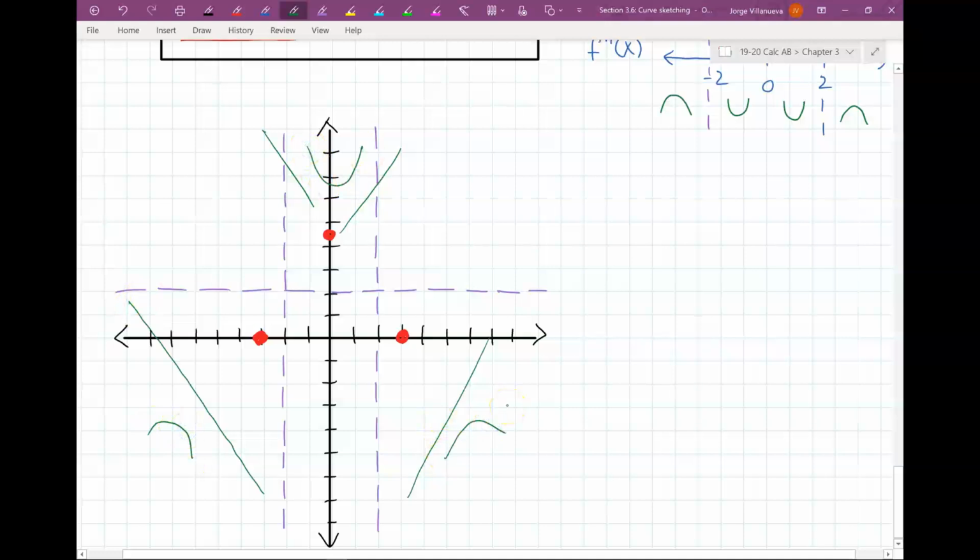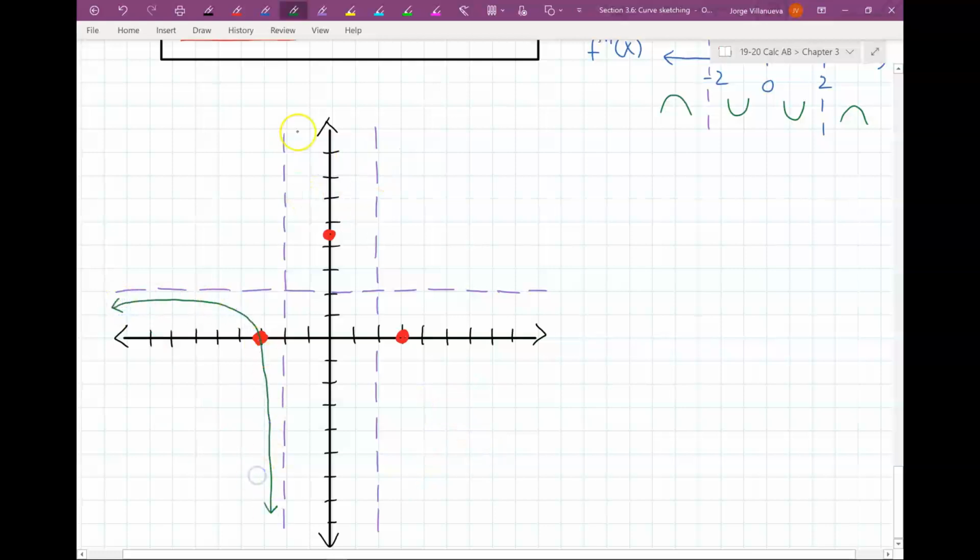All right? So I'm just going to draw you guys the answer for this really quick, and we'll talk about it on Tuesday. It's going to look like this. That's our graph.